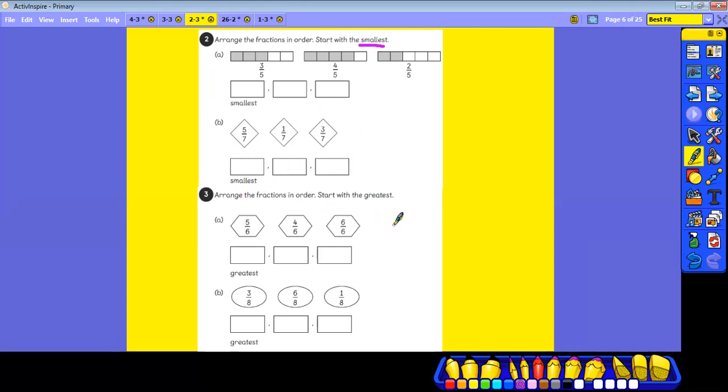Question 3. Arrange the fractions in order, starting with the greatest. Don't be tricked. So again, you're looking at the number on the top, the numerator, to help you decide which is the greatest and goes here, which is the smallest, which goes here, and the one in the middle goes here. And finally, you've got denominators of 8, so we're in 8ths, 8 equal parts, and you're going to order those from greatest to smallest. I am sure you'll whiz through this and be on to the challenge before you know it.